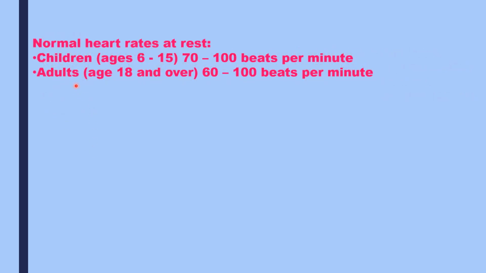As I have already mentioned earlier, in adults the heartbeat is 60 to 100 beats per minute, whereas in children it is about 70 to 100 beats per minute.